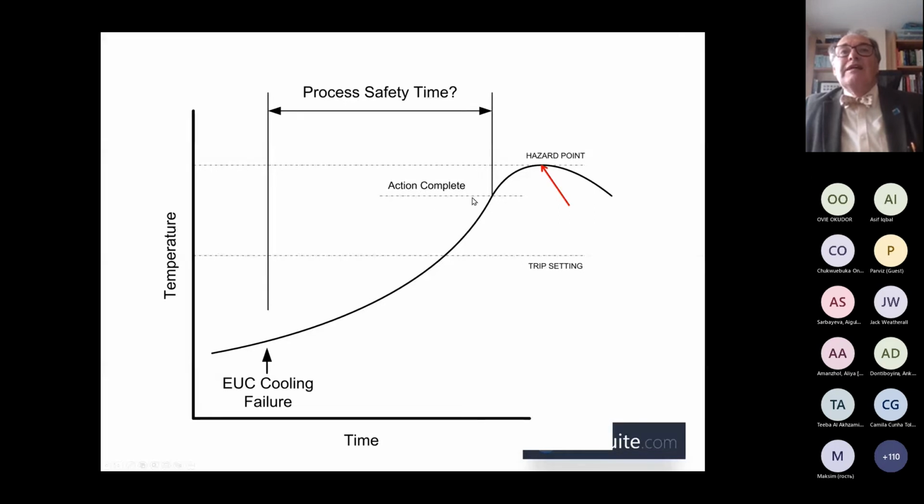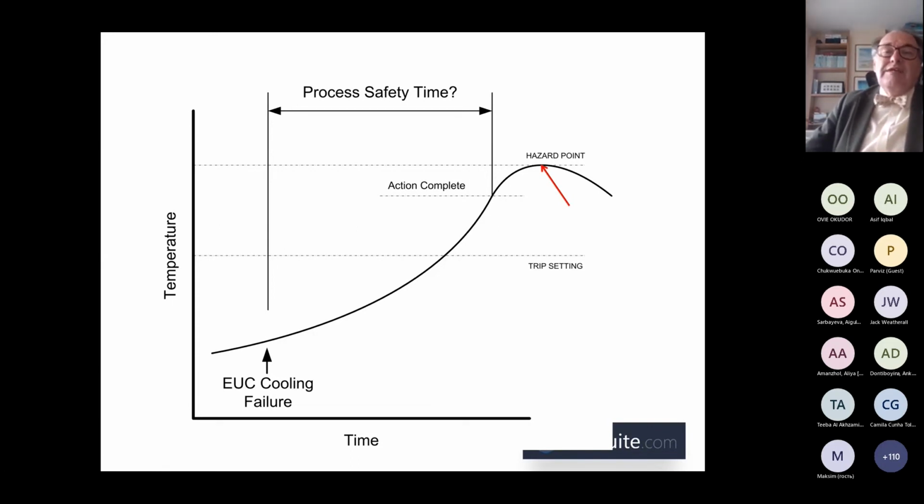And you can see another line here shows the point at which the trip action is complete, and because it's complete by this point, we just manage to avoid breaching the hazard point of the process. If that action was completed any later, then this trajectory would actually breach that hazard point. So in terms of the specification within the standard for process safety time, it's the time from the point of this failure occurring and the time by which we must complete the action in order to prevent the hazard.